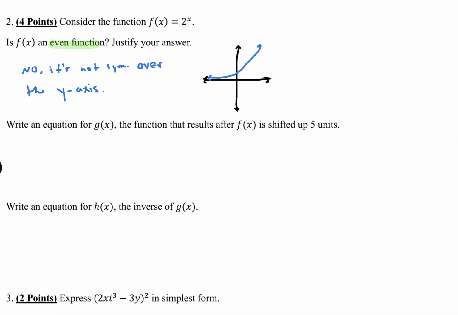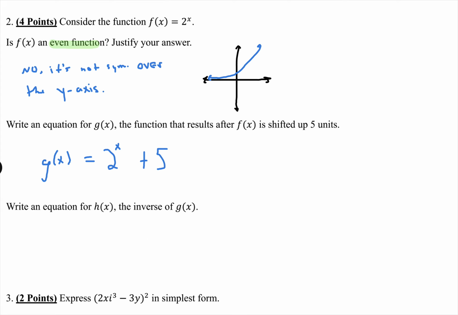Well, this is just transformation of functions. If I'm shifting up or down, all I'm doing is sticking a positive 5 on the end of my function, because I'm going up. So 2 to the power of x, and I'm just going to erase that so it's a little cleaner, 2 to the power of x plus 5 is equal to g of x. Easy peasy, right? If they wanted us to shift left or right, then I would have to put it up in the exponent, but up or down is just a number by itself.